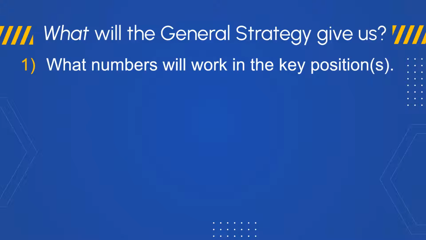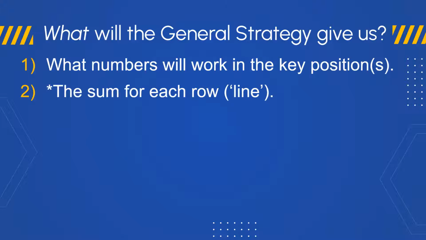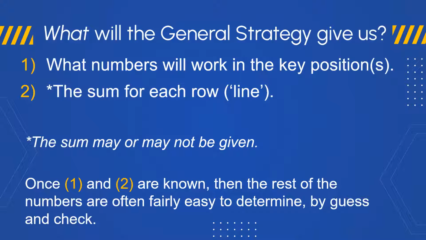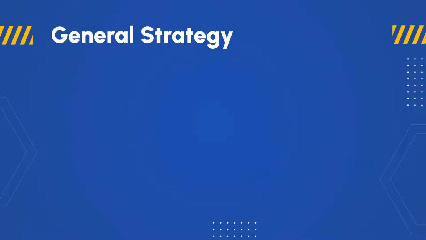It's going to give us, first of all, what numbers will work in the key positions. There might be only one key position. And the sum of each row or line. Now, the sum may or may not be given. In our first example, the sum is going to be given. It's 12, but sometimes they don't even tell you that. Once we know what numbers are in the key positions and the sum for each row, the rest of the numbers are often fairly easy to determine by guess and check.